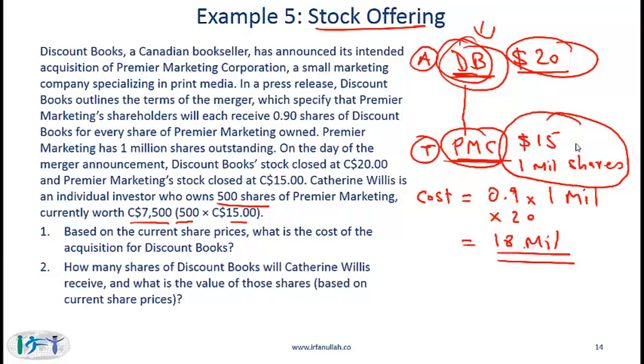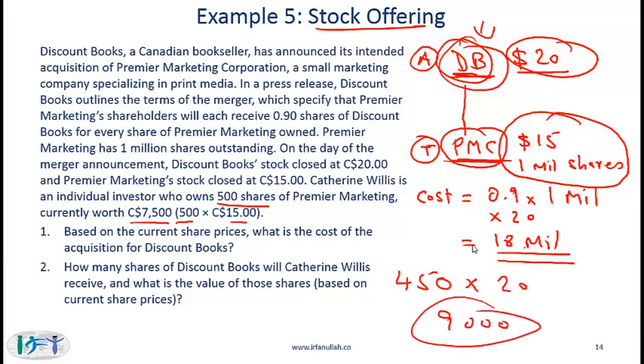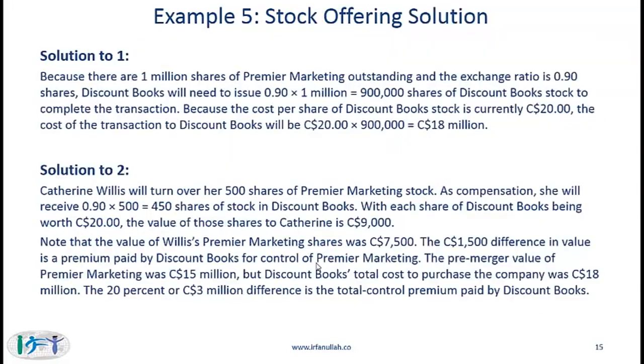You can either look at the percentages from here, or you can say, look, how many shares will she have after the acquisition? She is going to have 450 shares. And what is the share price? 20. So overall her worth goes up to 9,000. So clearly better off. This is the solution from the curriculum.